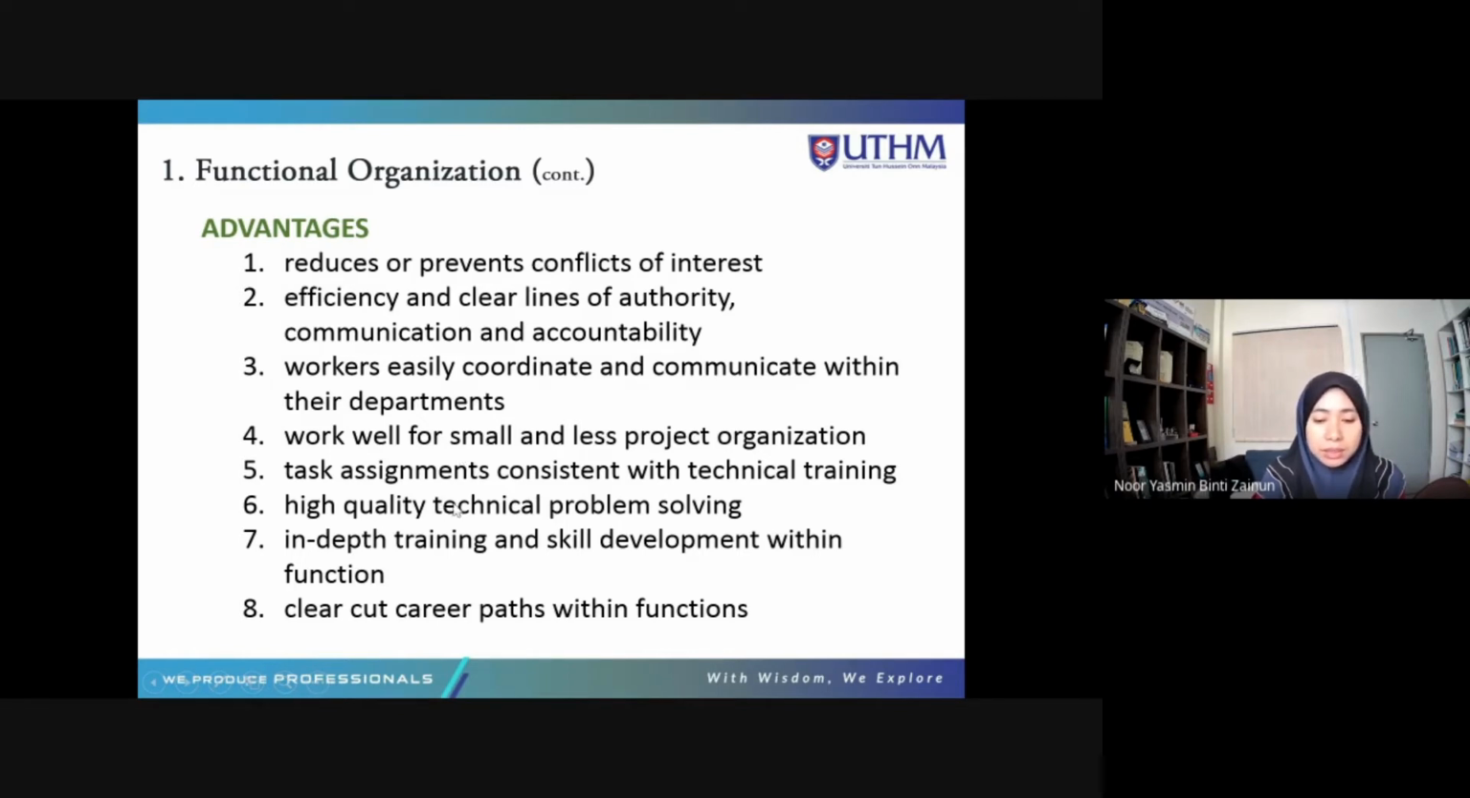Task assignments are consistent with technical training, with high quality technical problem solving, in-depth training and skill development within the function, and a clear-cut career path within the function. Nampak dah? Nanti bila project manager for that function dah retire, yang kita ni daripada bawah boleh naik atas. Naik grade, naik pangkat.